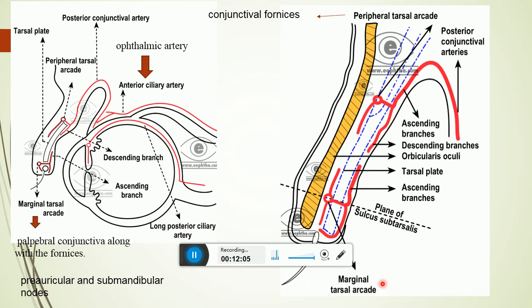Here you can see marginal tarsal arcade and here you can see peripheral tarsal arcades. The marginal ones are larger than peripheral. There are medial and lateral palpebral arcades of the nasal and lacrimal arteries of the lid that supply the eyelid. Lateral palpebral arteries are the branches of lacrimal arteries and medial palpebral arteries are derived separately or together from the main ophthalmic artery or dorsal nasal artery.